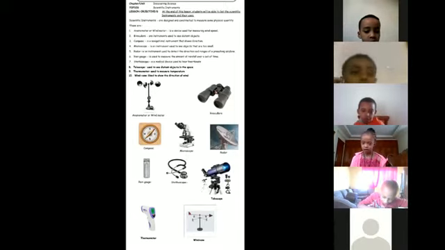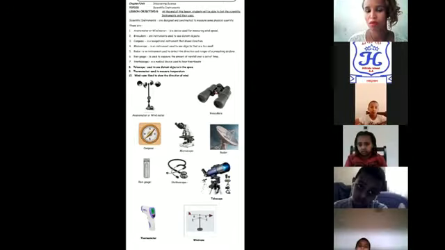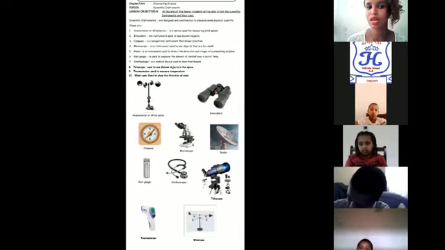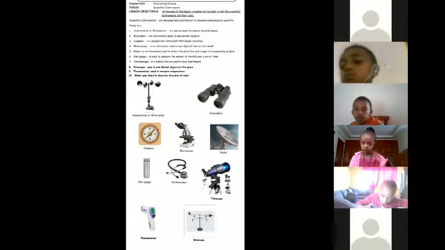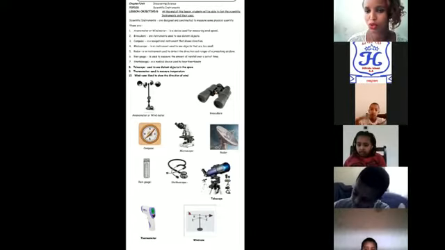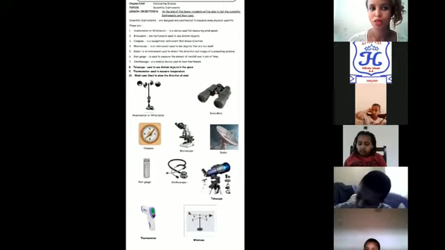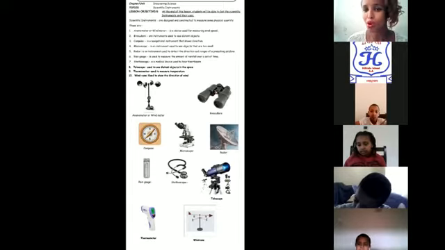The second one is what? Binocular. You can see the picture. Binocular is an instrument used to see distant objects, okay? The third one is what? Compass. Compass is an instrument that shows a direction. The fourth one is microscope. A microscope is an instrument used to see small objects that are difficult to see with our naked eyes.